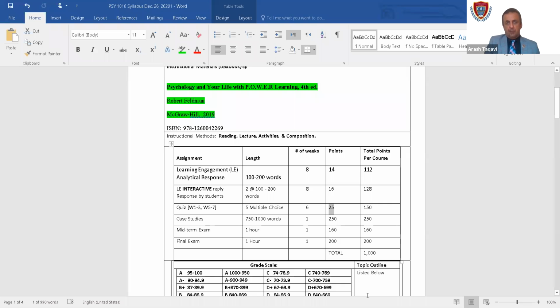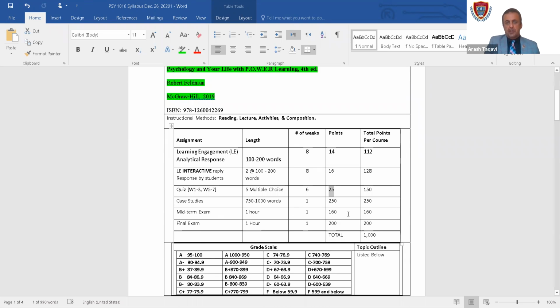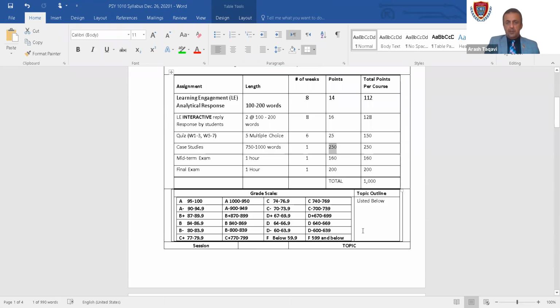You have 2 special exams of 1 hour. Weekly quizzes have a time of 15 minutes, but the 2 special exams are a midterm exam in week 4, and the second one is the final exam at week 8. These are 1 hour, and as you see here, the midterm exam has 160 points, and your final exam has 200 points. One project you should do is the so-called case study. I will check the weeks for the assignments you should do. And the case study has 250 points.